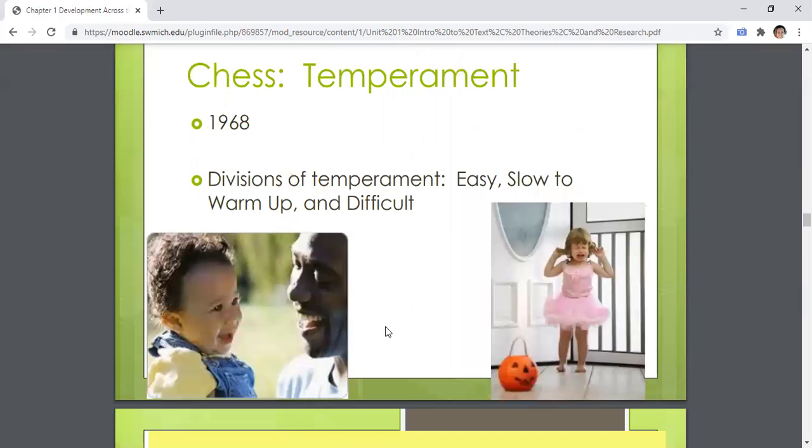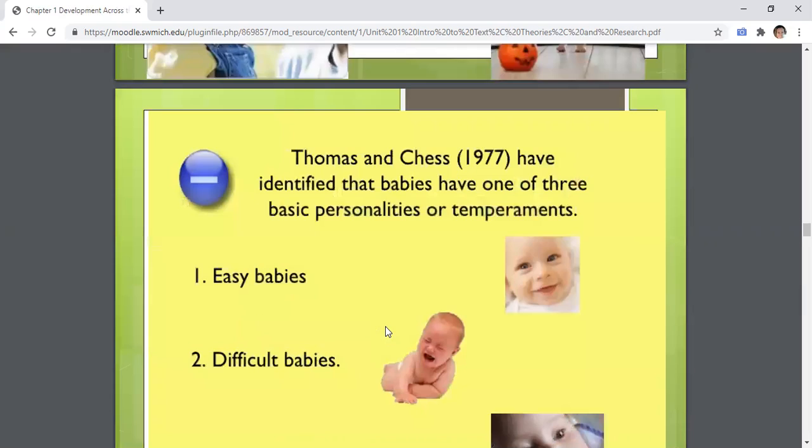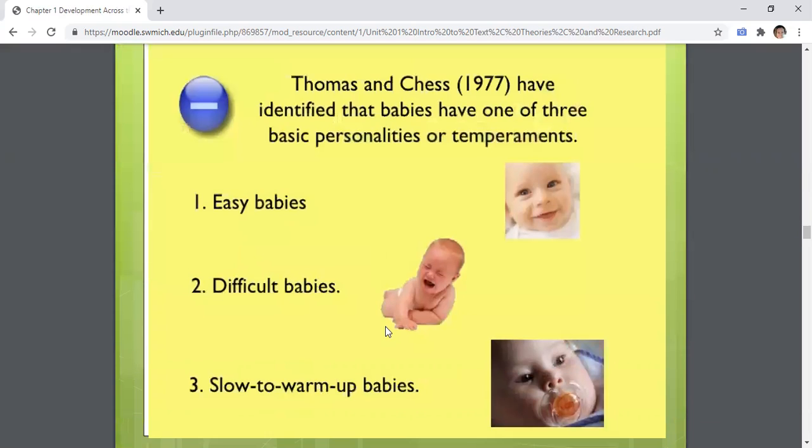Towards the end of the class, we will look at tests and temperament. Temperament is that classification of clusters of behavior: easy, slow to warm up, and difficult, kind of how we describe children. So we will talk about that longitudinal study towards the end. And again, people don't often necessarily know if they have one or another type of baby until they've had a second, because then there's a basis for comparison.